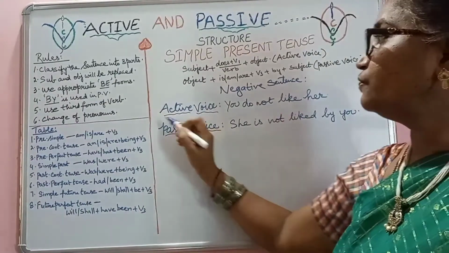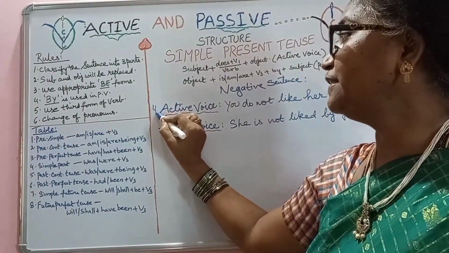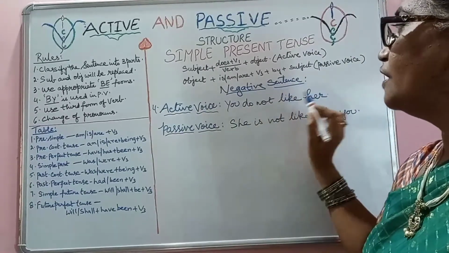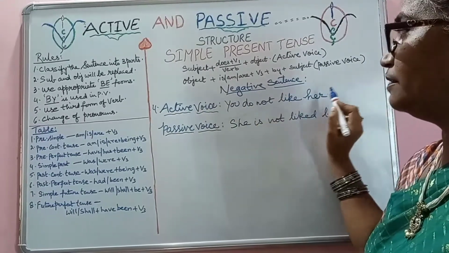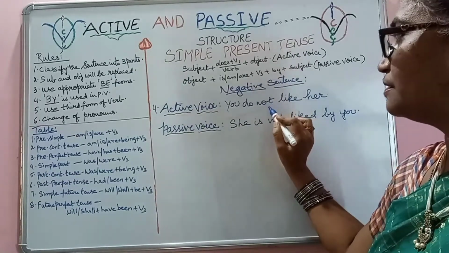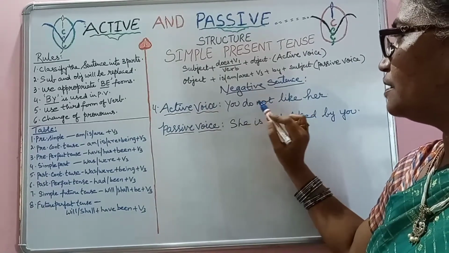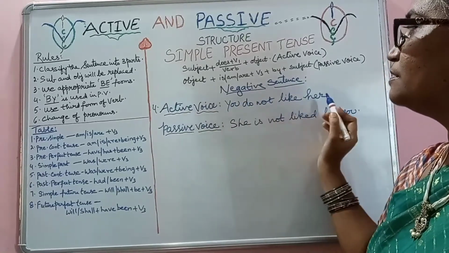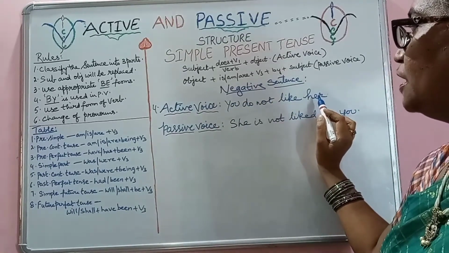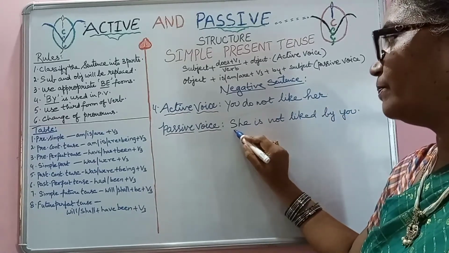This is the fourth example, a negative sentence. Just see here, this is a negative sentence: You do not like her. When there is a not in the sentence, that is a negative sentence. When there is a negative in the active voice, just see here. First apply the rule. Her will change into she.